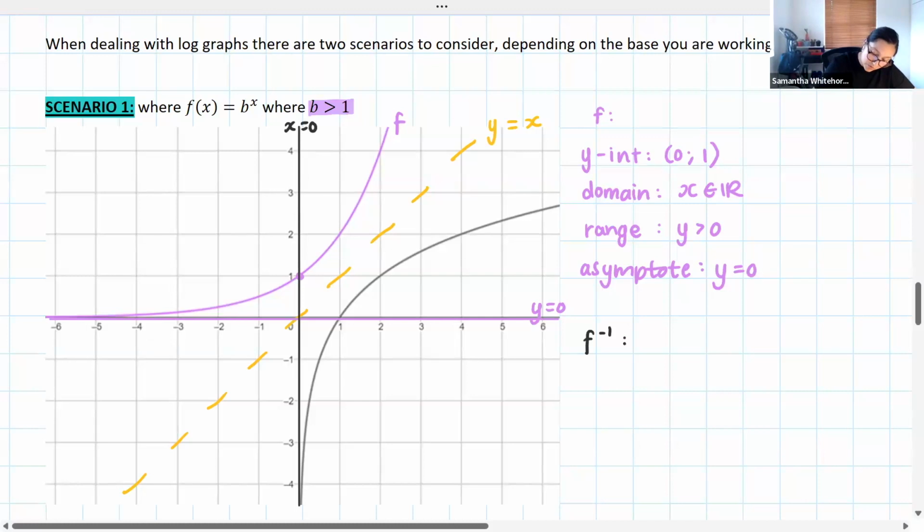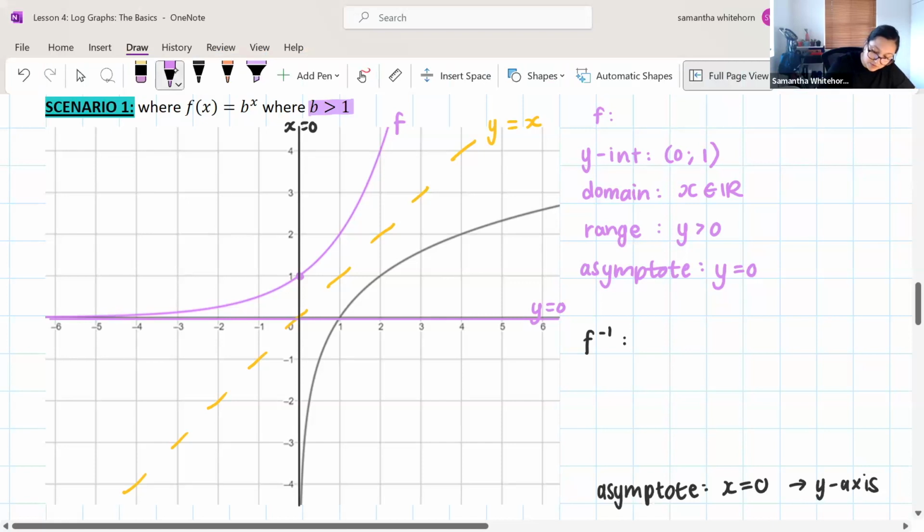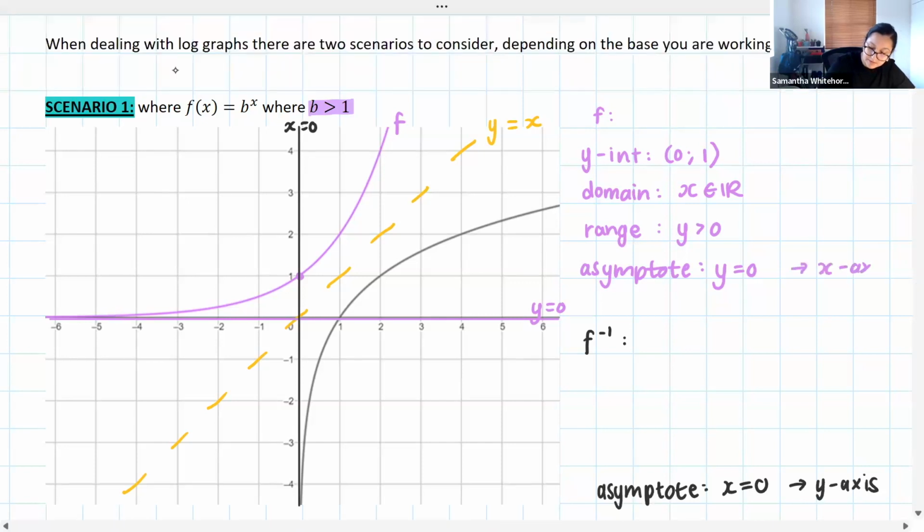So when we now talk about our asymptote, this is now our y-axis. I'm just going to write that there for us. Okay, so there's that swap. The x and the y swap, the asymptotes swap. Okay, so that's the first thing that we notice.